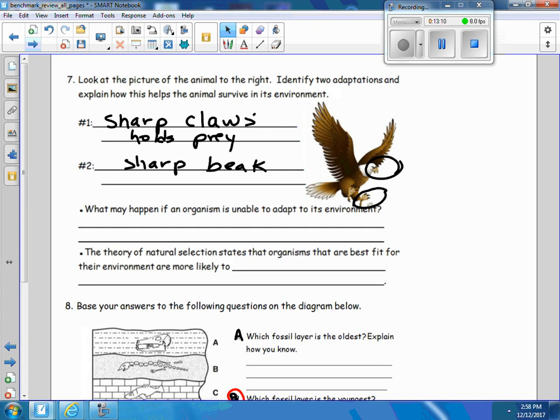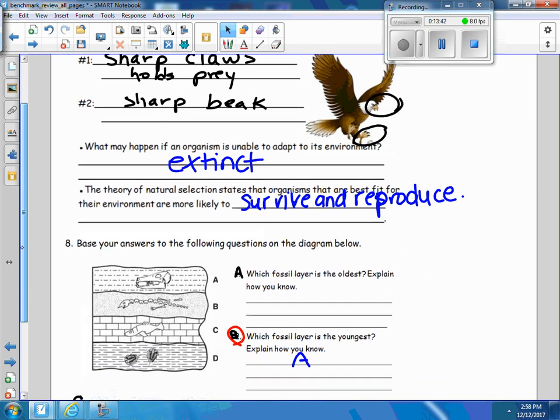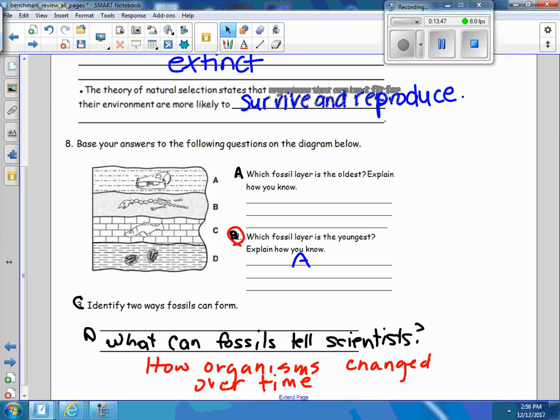If it wasn't able to survive in its environment, what would happen to it? It would go extinct. The theory of natural selection states that organisms best fit for their environment are more likely to survive and reproduce. Starting from the bottom, now we're here. The fossil record is here. Sharp claws holds prey.